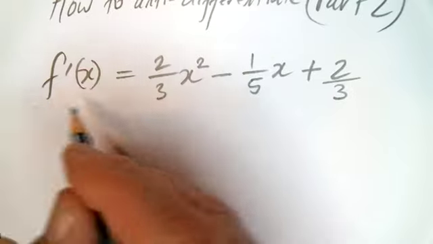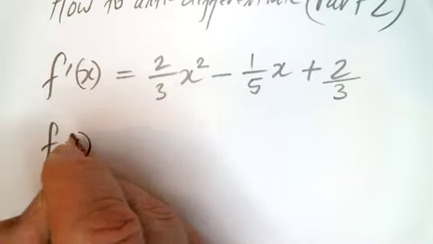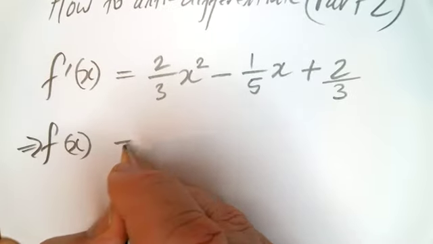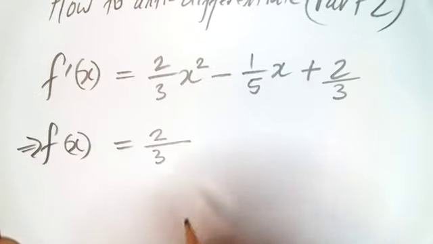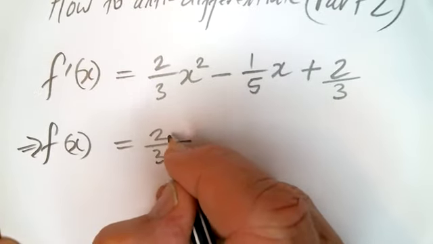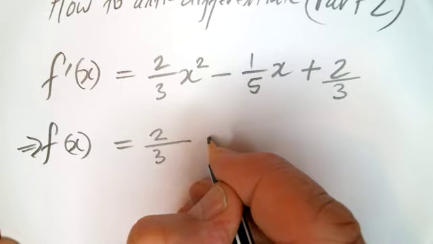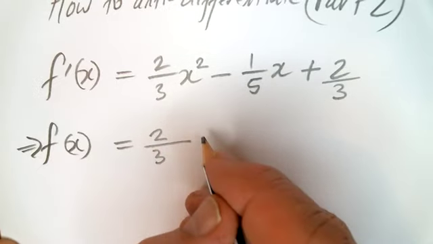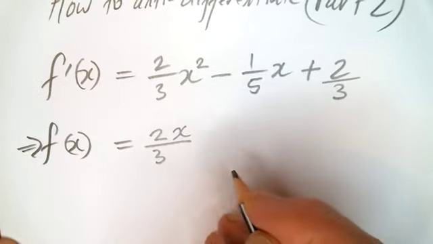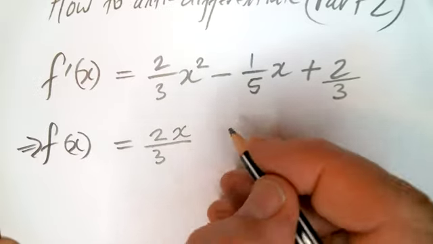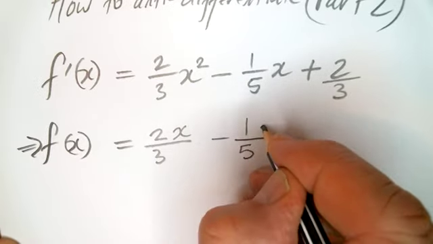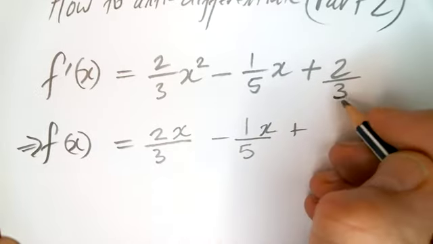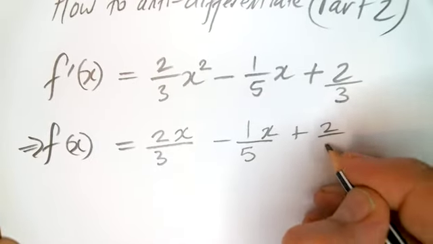So let's rewrite this now. So f of x would be equal to 2/3, and you can put the x along the side here, or you can put the x on the top. It makes no difference because it really is on the top. Okay, so 2/3 minus 1/5 x, plus 2/3.